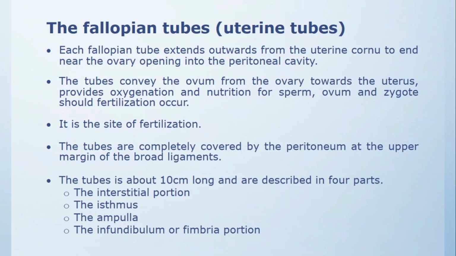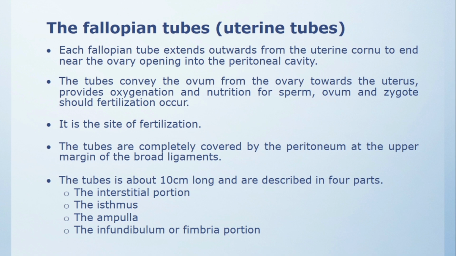The fallopian tubes, otherwise known as the uterine tubes, are the third component of the internal genitalia. Each fallopian tube extends outwards from the uterine cornu to end near the ovary, opening into the peritoneal cavity. The tubes convey the ovum from the ovary towards the uterus. It provides oxygenation and nutrition for sperm, ovum, and zygote should fertilization occur. It is also the site of fertilization.